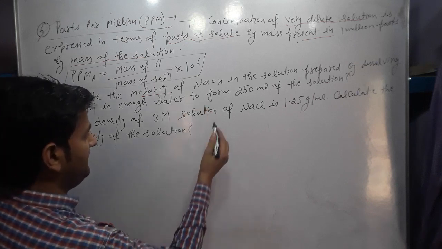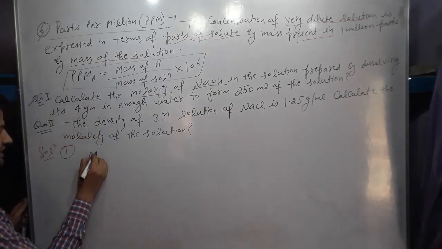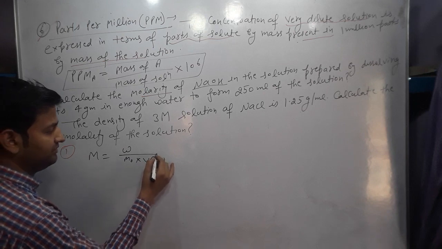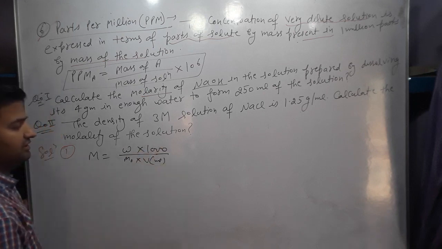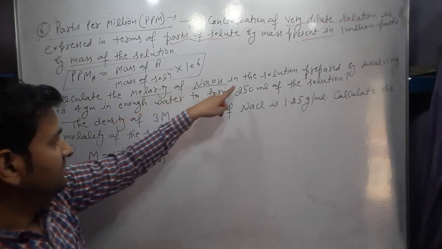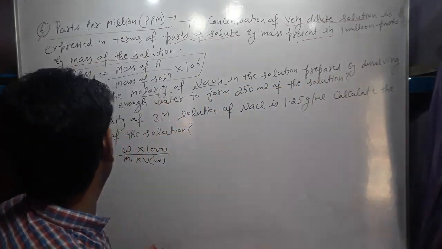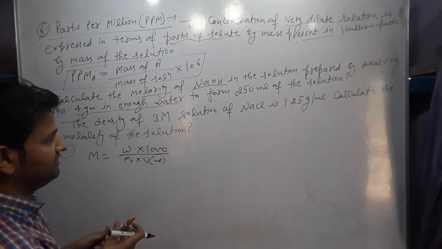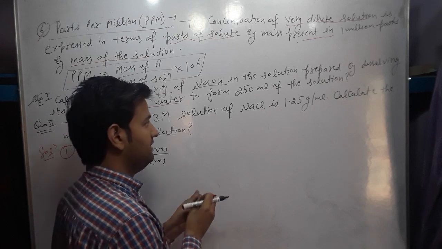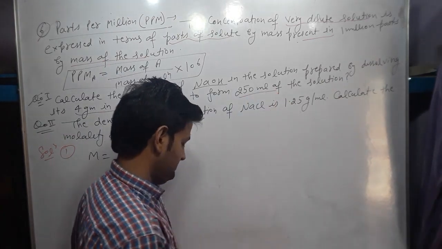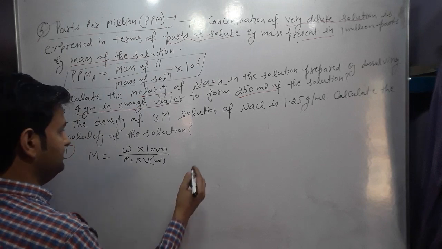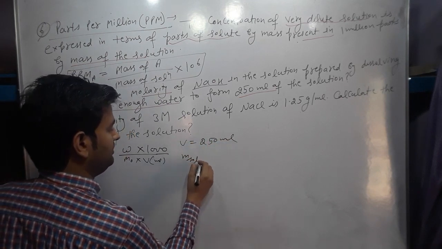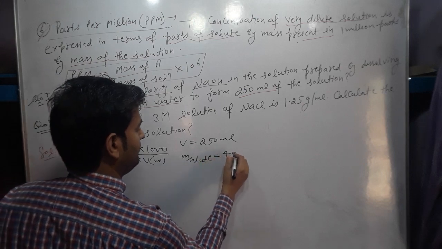So molarity of NaOH, we have to find out. Molarity is mass of solute by molar mass of solute into volume of solution in ml, which can be converted into liter. In the solution prepared by dissolving 4 gram NaOH in enough water to form 250 ml of solution, the volume of solution is 250 ml, and the mass of solute given is 4 gram.